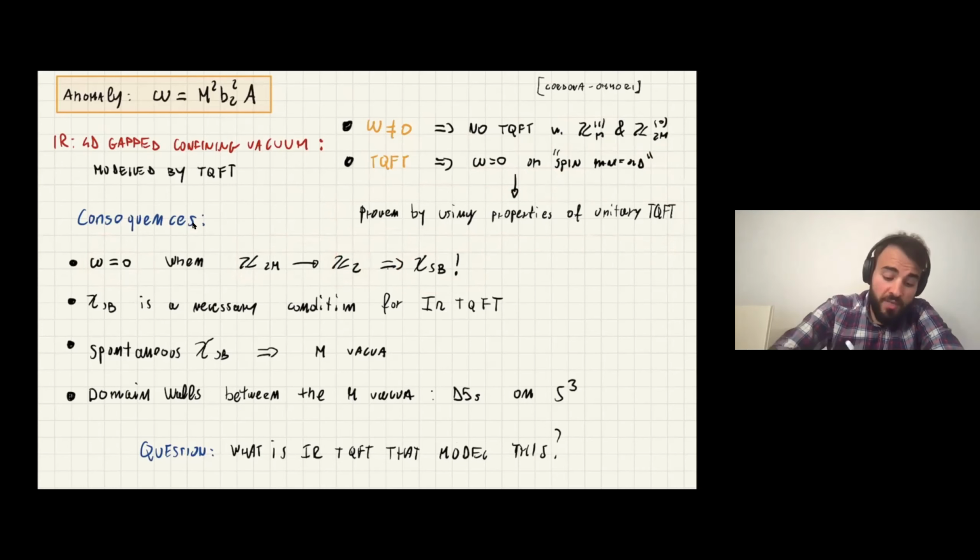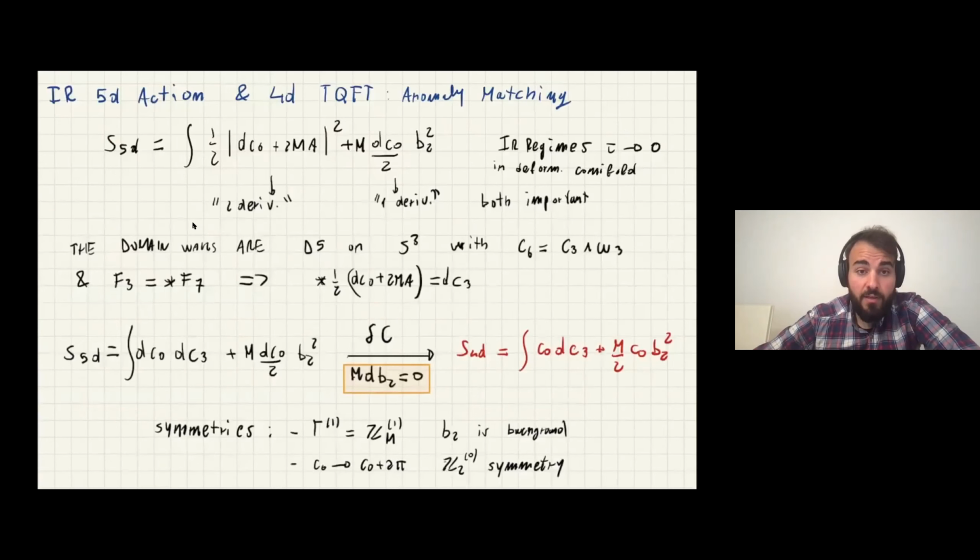Moreover, this spontaneous chiral symmetry breaking tells us that there are M vacua, and these M vacua are basically interpolated by domain walls, which are D5 branes wrapping S3 in this Klebanov-Strassler theory. So the question that we also wanted to answer was, what is this TQFT that models this? And how can we derive this TQFT? And it turns out that by using holography, we can derive this TQFT.